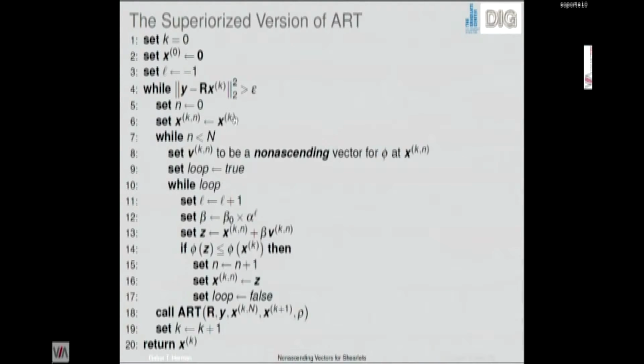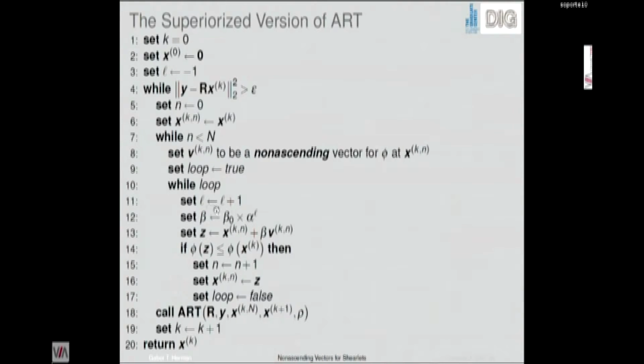And what you do, until you reach feasibility, you keep repeating things. This is my current estimate. I get into an inner loop, which I do capital N times. It's one of the free parameters. And what I do is in the inner loop, I change where I am by moving in the direction of the non-ascending vector. And how much do I move by? I move by something like this, where alpha is a real number strictly between 0 and 1.